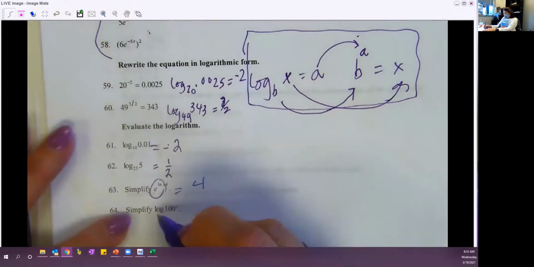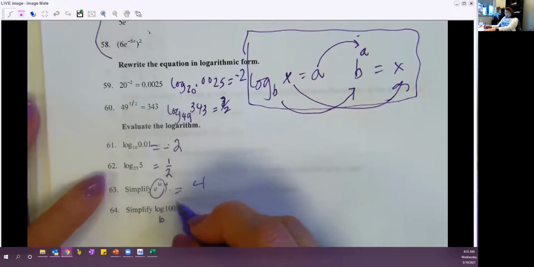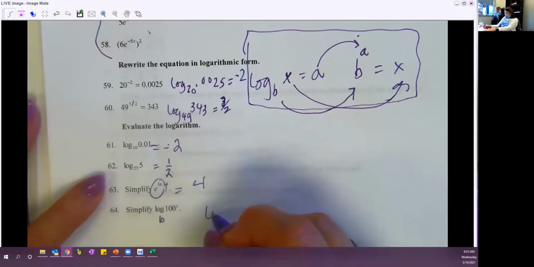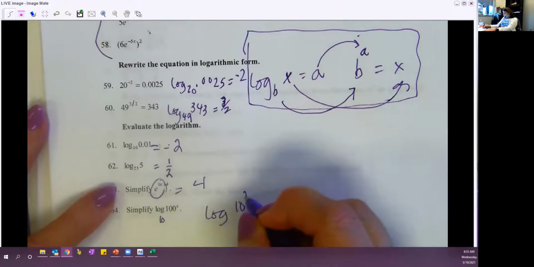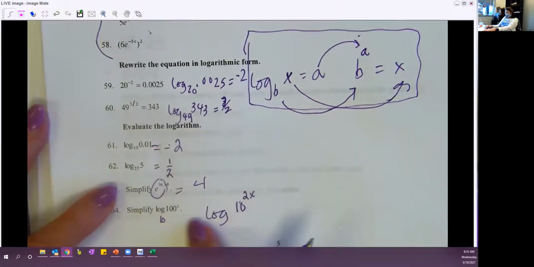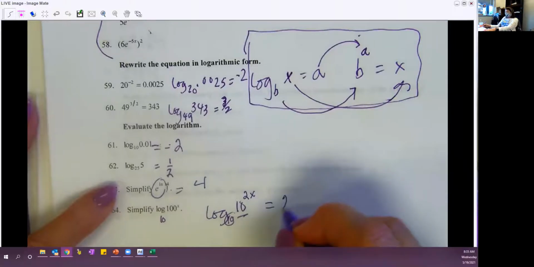And then this is log base 10 of 100. Well, we want the bases to match. So we're going to rewrite this as log of 10 to the 2x. 10 squared is 100, and the x was already there. So now the base 10 that's implied right here and this base match. So the answer is 2x.